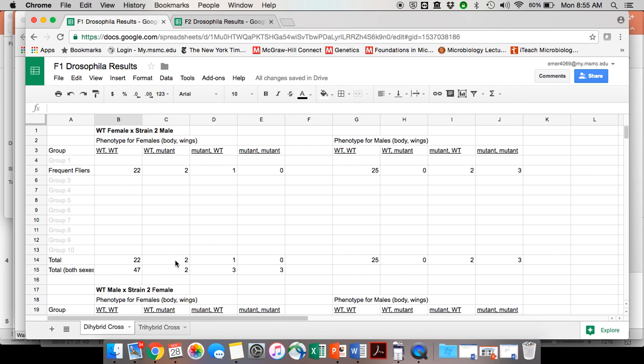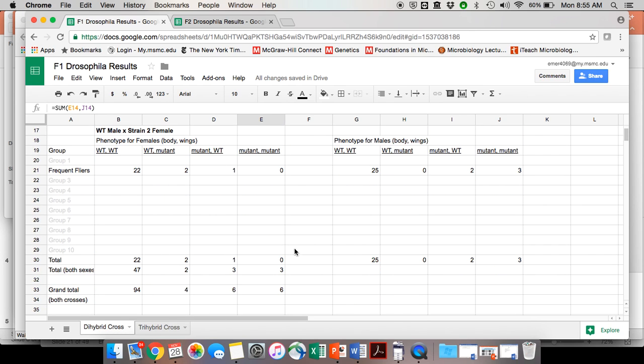This is the total number of wild type body, mutant wing flies that were counted for females in this cross, and so on. Same thing over here, but this is for males. This here in row 15, where it says total both sexes, is the total number of flies that were wild type for body and wings, independent of the sex, for this reciprocal cross. Same thing with wild type body, mutant wings, mutant body, wild type wings, mutant body, mutant wings. You'll see the same subtotal down here. This is for this reciprocal cross.